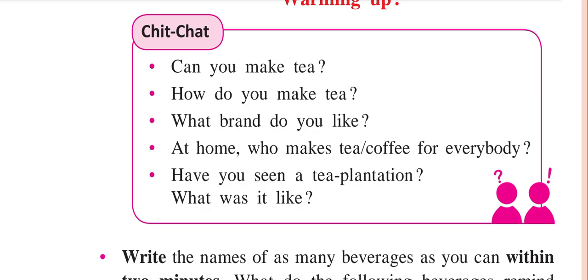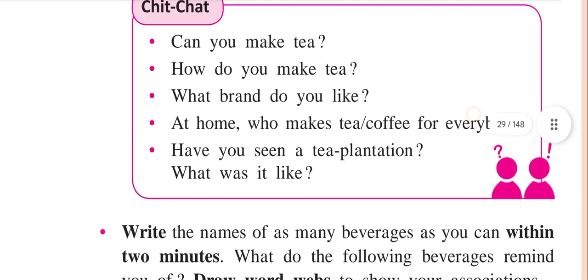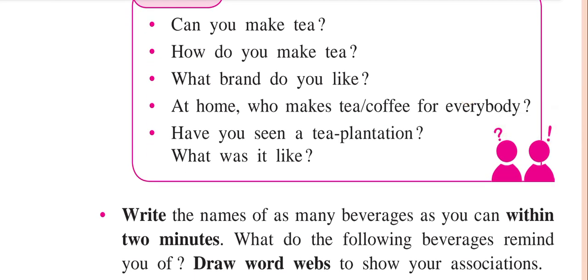Okay. Next, third question: What brand do you like? Here you have to tell the name of the tea powder that you use in your home. Okay. At home, who makes tea or coffee for everybody? In your home, daily who makes tea or coffee? You can say my mother makes tea, or my sister makes tea, or a person who makes the tea. You can mention their name here.